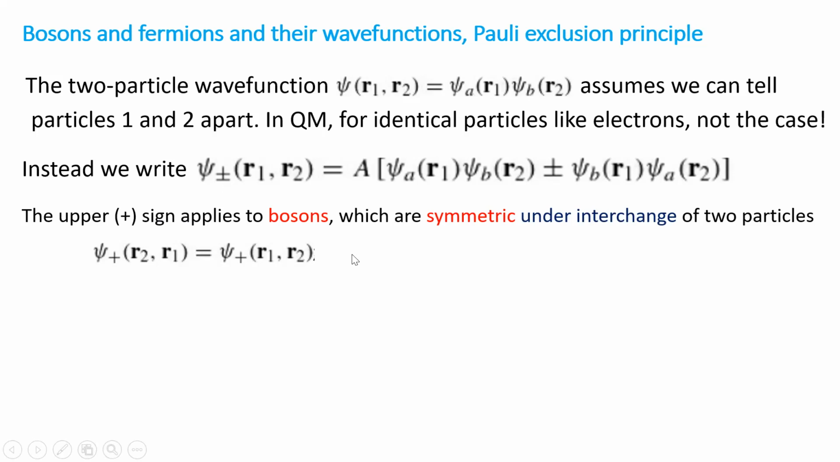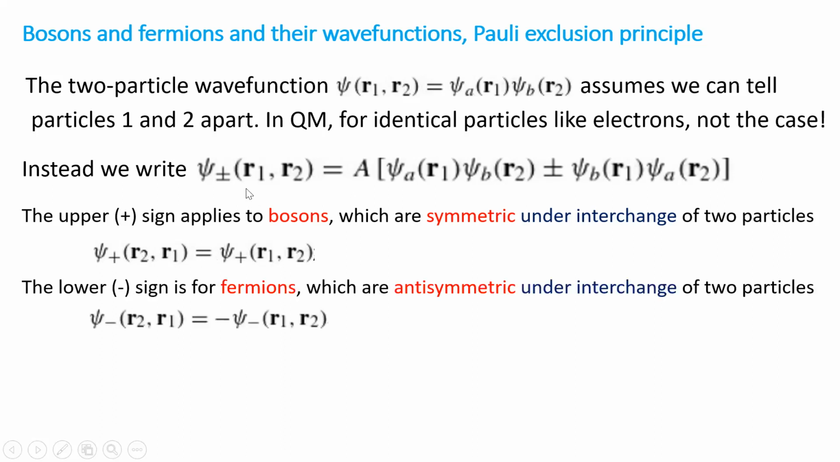So if you look at this for the plus sign, if we switch R1 and R2, since there's a plus sign here, we get the same thing. We switch R1 and R2, these two terms just switch, and we get the same thing back again. So we get psi plus of R2, R1 is psi plus of R1, R2. So that means it's symmetric under interchange of the 2 particles. The wave function is exactly the same if we switch the 2 particles.